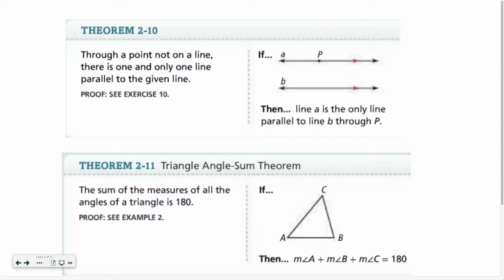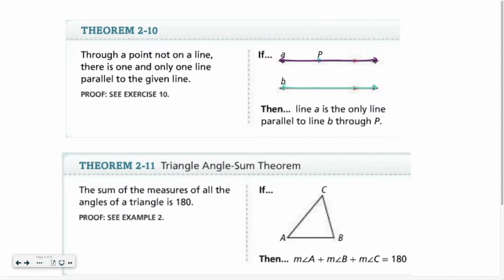Let's talk about Theorem 210 to start. So we have a point not on a line. Let's say that point is point P, and since it's not on the line, I'm going to look at line B. Through a point not on the line, there's one and only one line parallel to the given line. So if I gave you point P and line B, there's only one way I can draw line A to go through point P where it would still be parallel to line B.